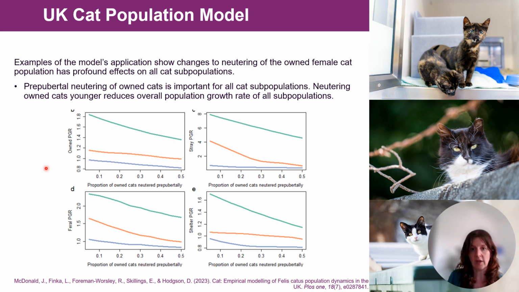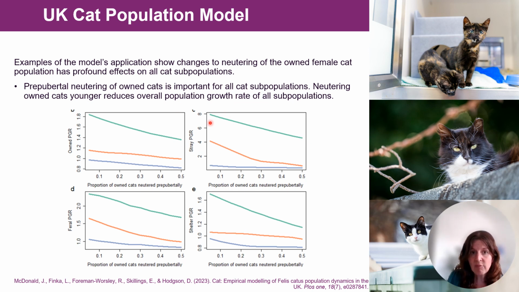So let me talk you through this. If we focus on these green lines, we have where we have low neutering prevalence. You can see for all populations, we have owned, stray, feral, and shelter, all these green lines are lying above 1. So it's basically saying where we have low owned cat neutering prevalence, we're having population increases. However, the magnitude or extent of this population growth depends on the degree of prepubertal neutering of owned cats.